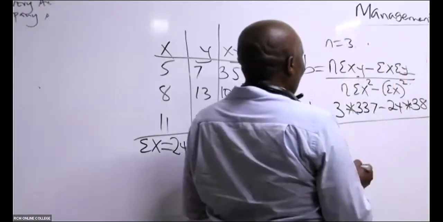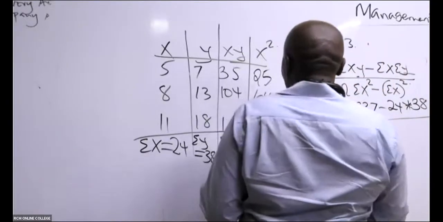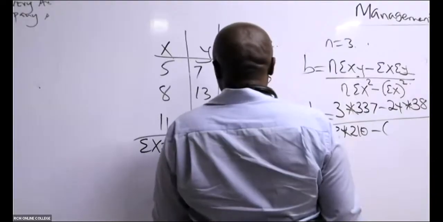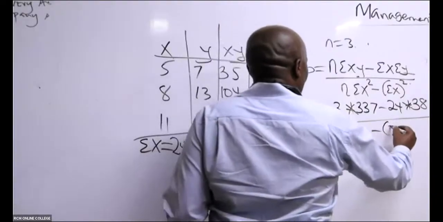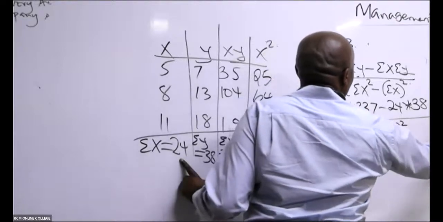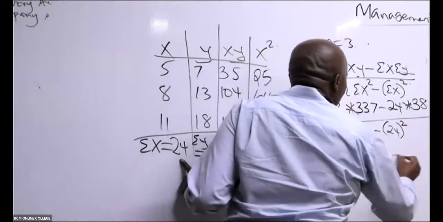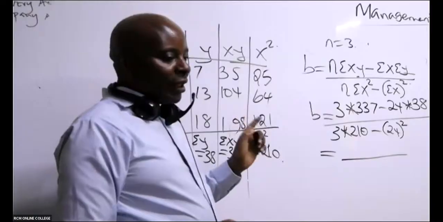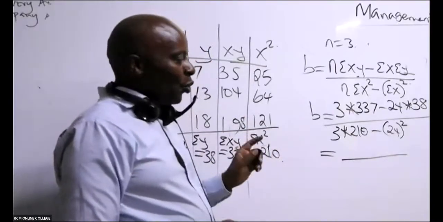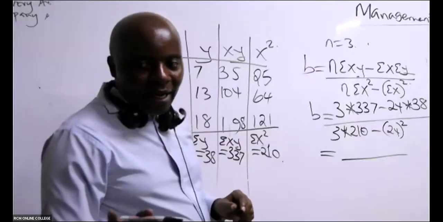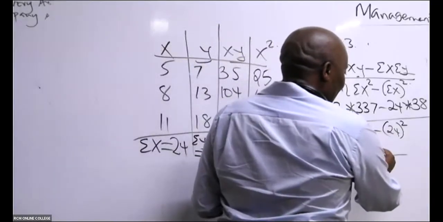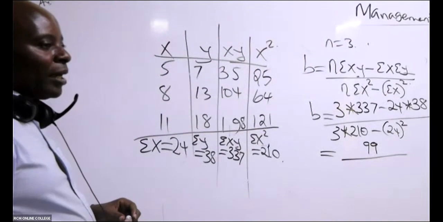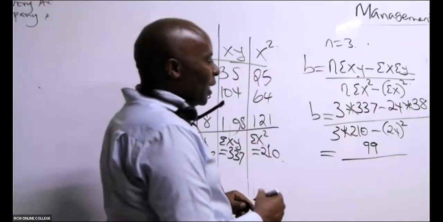N is 3. Sigma x squared: what is our sigma x squared here? 210 minus, in brackets, sum of x, which is what here? 24. And then we square. So go ahead and give me the numerator alone. 3 times 337 minus 24 times 38. 99. Thank you so much. Then go ahead and give me the denominator. Denominator is 50 what here?